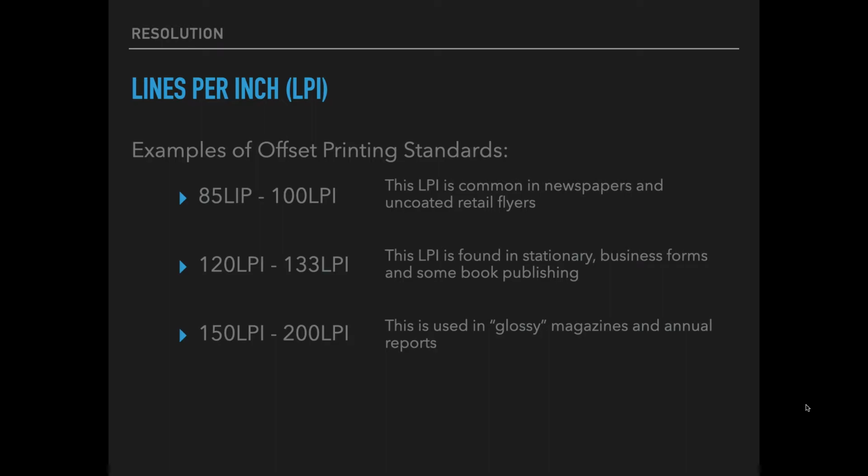And then if you have stationery, business cards, some book publishing, all things that are usually one-time use, you want them to be definitely professional. So 120 to 133 LPI has that technique. And glossy images for annual reports and things like that, 150 to 200, you can get away with. So it's all about what you need to produce. If you were printing an image for a wall, the higher the LPI, the more detail, the better the quality.